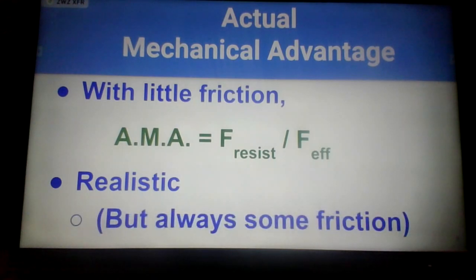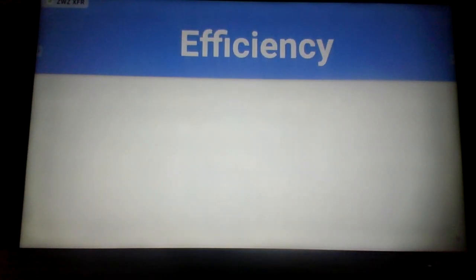Oh, but there is always some friction. As you know, sometimes I forget we have an extra line on there. Now we are ready. Now, what is efficiency?